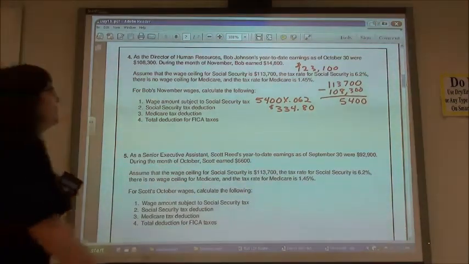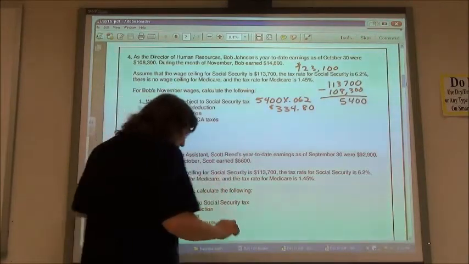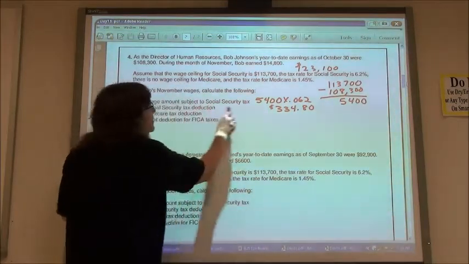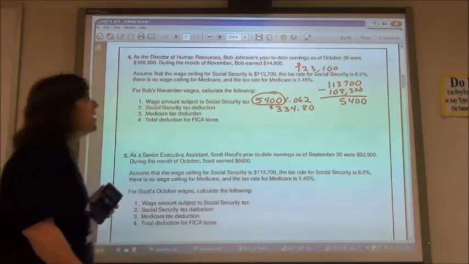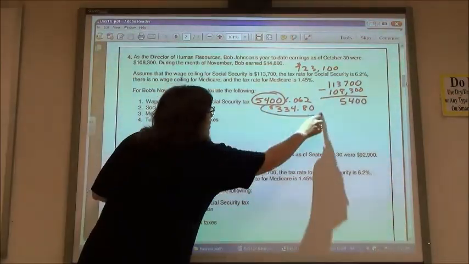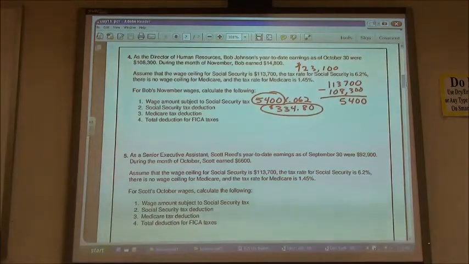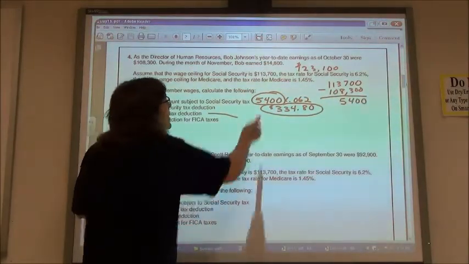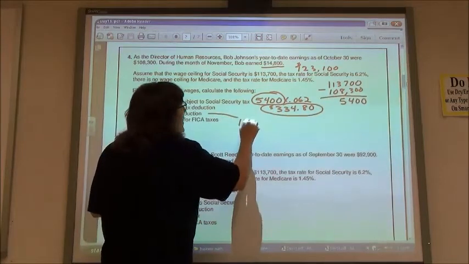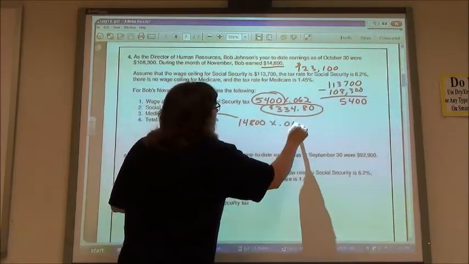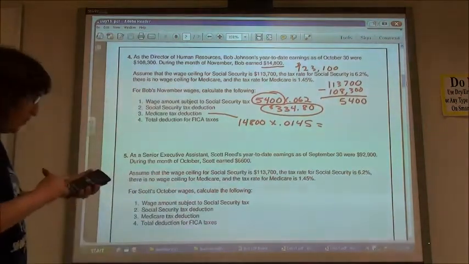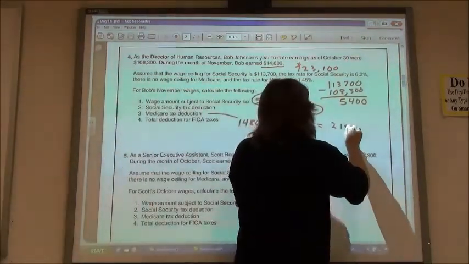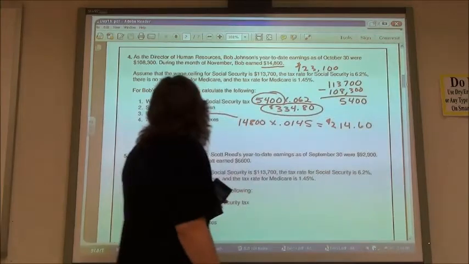Now, oops. So, I better put my table in there the right way. So here, the wage amount subject to Social Security is this $5,400. Social Security tax deduction, the $334.80. Now for my Medicare, there's no wage ceiling. I pay Medicare on my full earnings for that month of November, $14,800 times the 0.0145. So 14,800 times 0.0145 means I have $214.60 for my Medicare deductions.